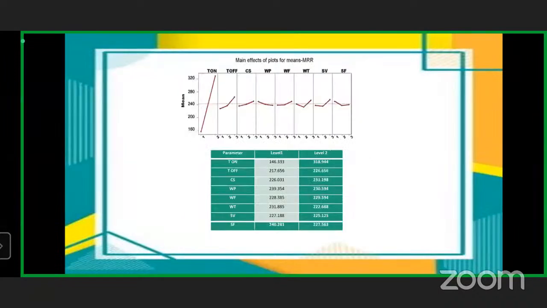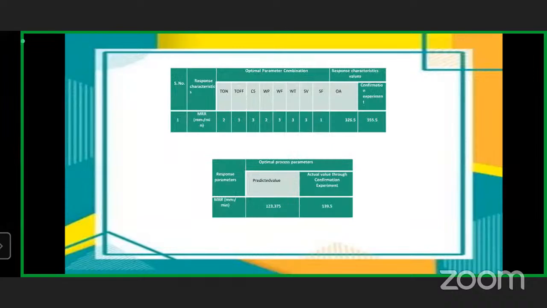Here is the graph of the MRR, metal removing rate, and the second table is level 1 and level 2. These are the values I have taken during my process. Here is the optimal parameter of the MRR. This is the final result of the metal removing rate.